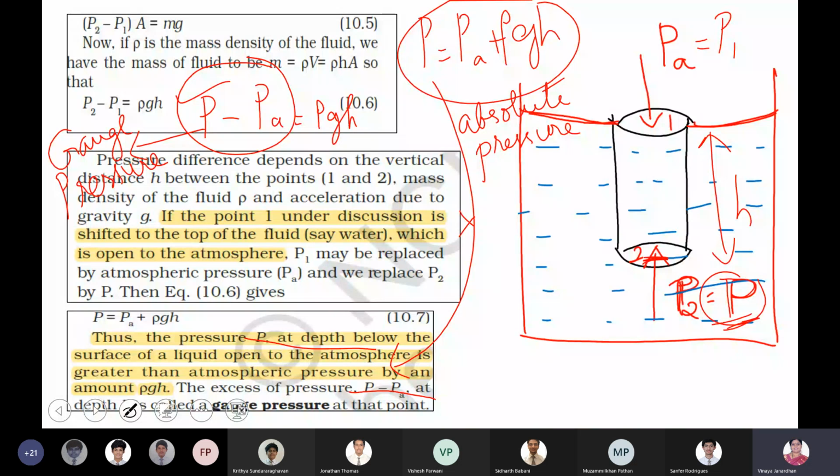Boys, have you completed? Because I have to start Bernoulli's theorem, but I think it takes time. We're done.